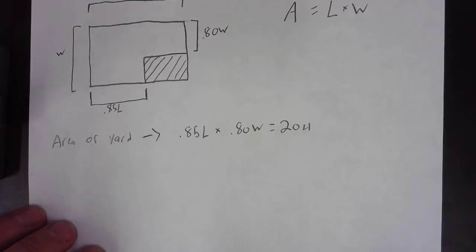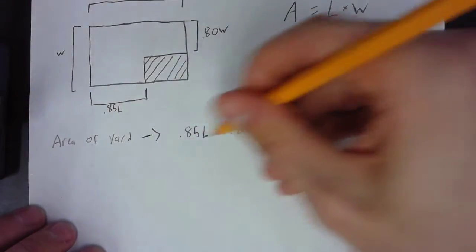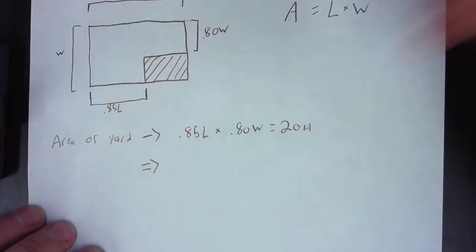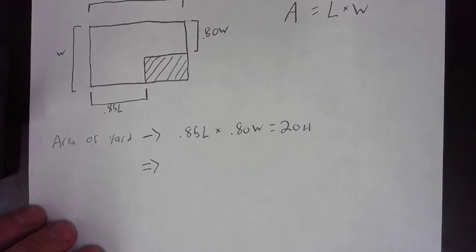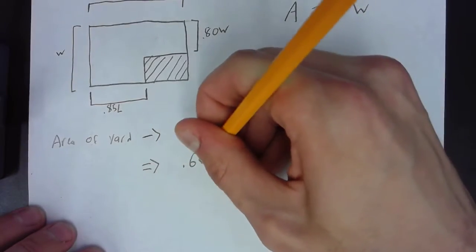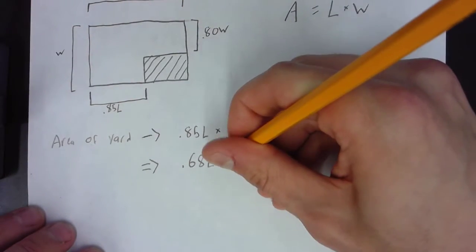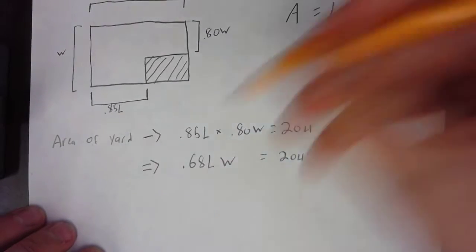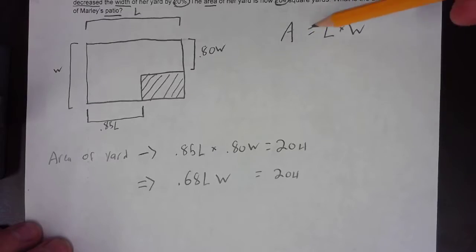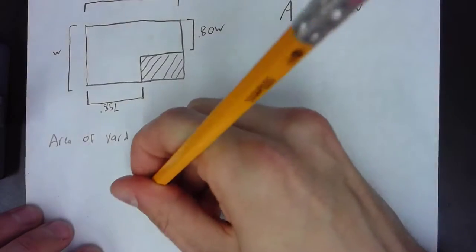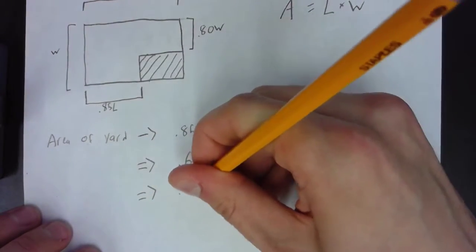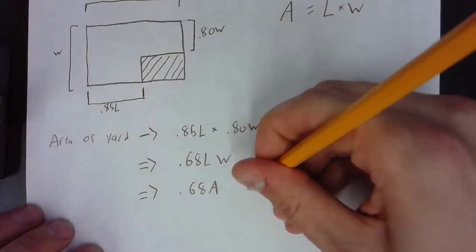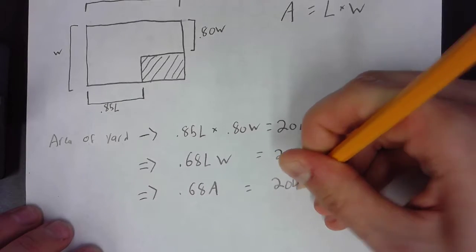All right, so now we are going to multiply these two together, and what you end up with is 0.85 times 0.8, which gives you 0.68 LW equals 204. And as we proved up here, area is length times width, so we're just going to rewrite this. 0.68 length times width is area, I'm going to label that A, equals 204.